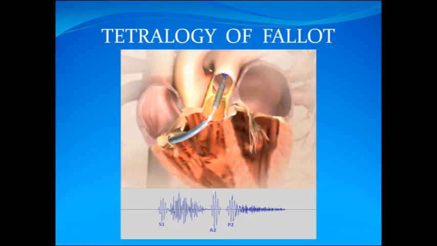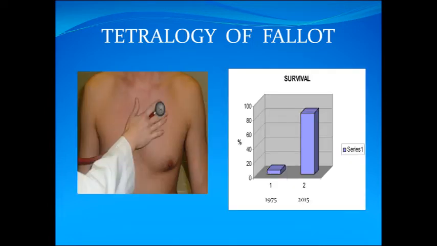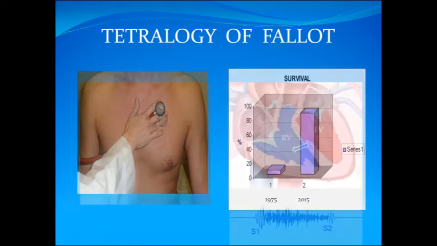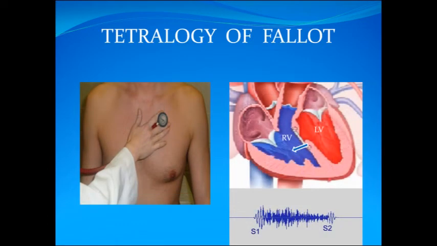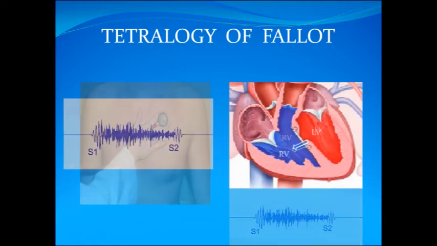Over the last 4 decades, advances in surgical treatments have dramatically improved the survival of patients with tetralogy of Fallot. In fact, survival to age 35 is now 85% for those with successful operative repairs. Following successful repair, some patients may have a pansystolic murmur due to a residual ventricular septal defect around the patch. Listen to the murmur of a residual septal defect.